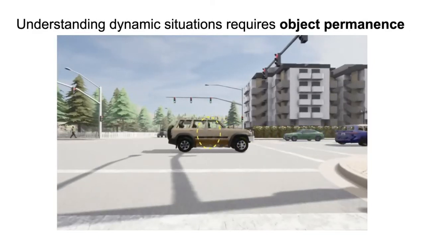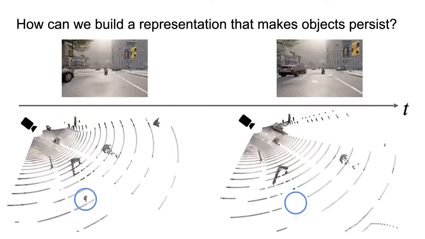Even though object permanence is easy for humans, it is very hard for machines, and we argue that understanding object permanence is necessary for representing and acting upon complex dynamic situations such as these. The problem becomes more obvious when we look at the LiDAR point cloud, where we have these big gaps in space. So we are left wondering, how can we build a representation that makes objects persist?